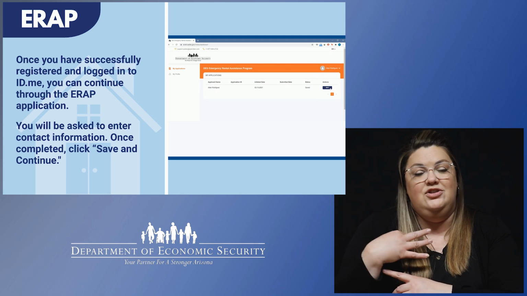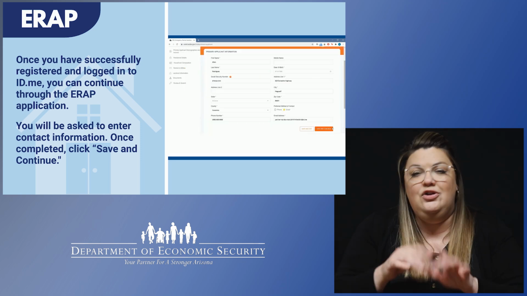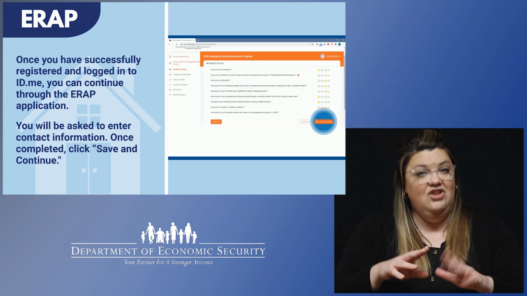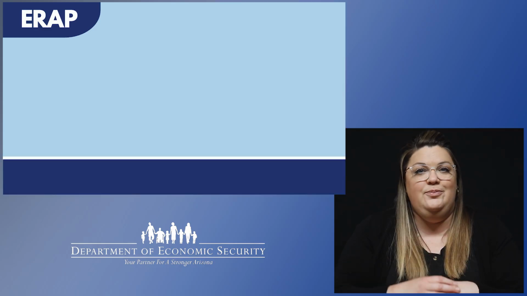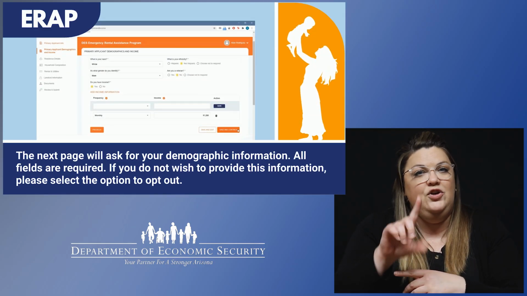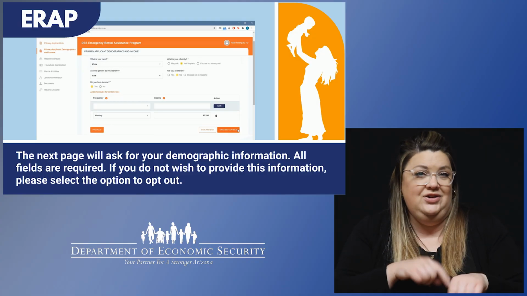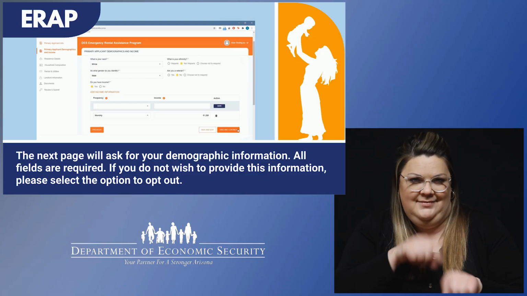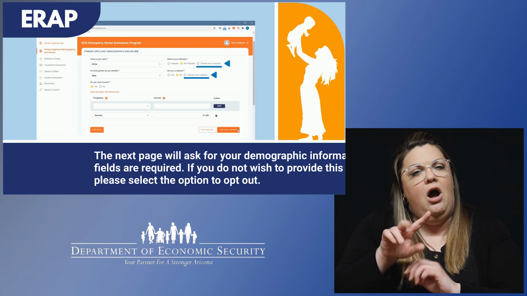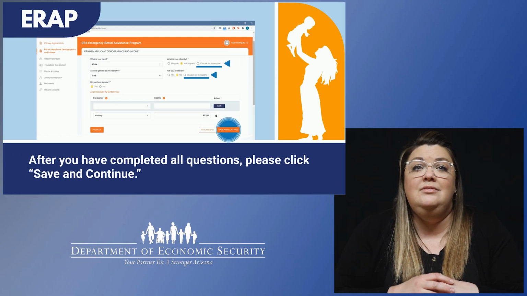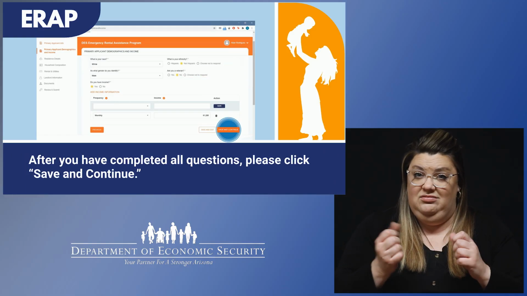You will be asked to enter contact information. Once completed, click Save and Continue. The next page will ask for your demographic information. All fields are required. If you do not wish to provide this information, please select the option to opt out. After you've completed all questions, please click Save and Continue.